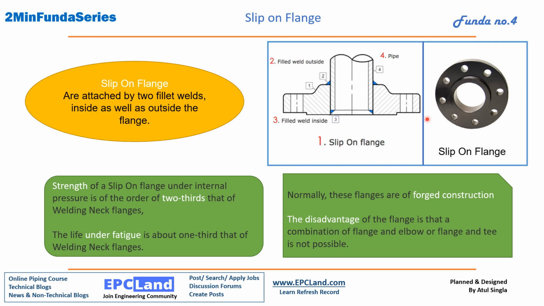So this is a typical arrangement. This kind of flange is normally seen like this. In most cases these are forged construction, and the only disadvantage of this flange is that a combination of flange and elbow or flange and tee is not possible. We cannot weld a tee or elbow directly to the flange. It will always be welded with the pipe. So this kind of thing is not possible for slip-on flanges.